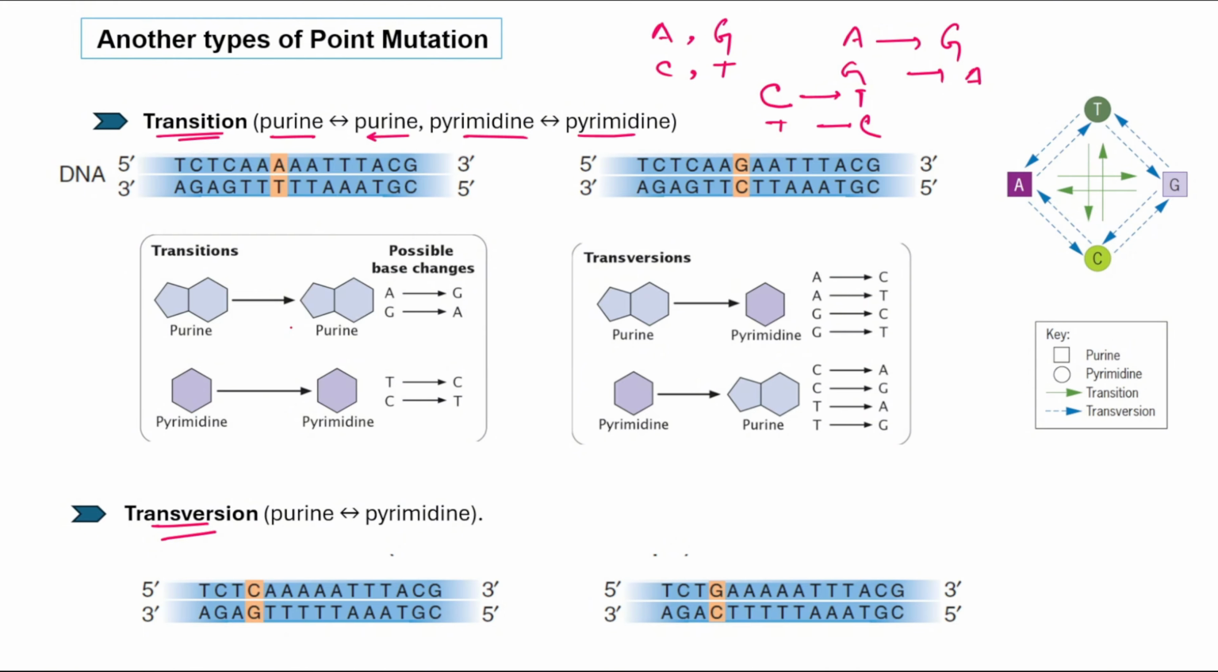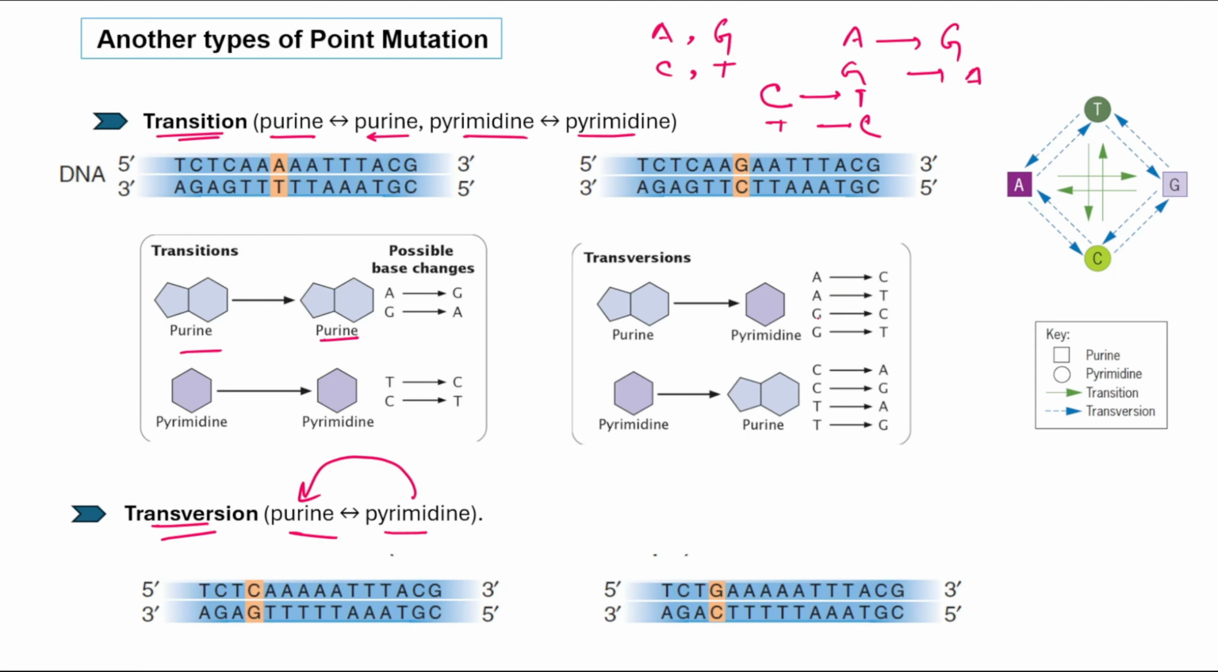Transitions are more common because the chemical structure is similar. So this is a purine, this is a purine, so the chemical structure is similar. But transversions are less frequent but more disruptive. A transversion mutation occurs when a purine is replaced by a pyrimidine or a pyrimidine is replaced by a purine.